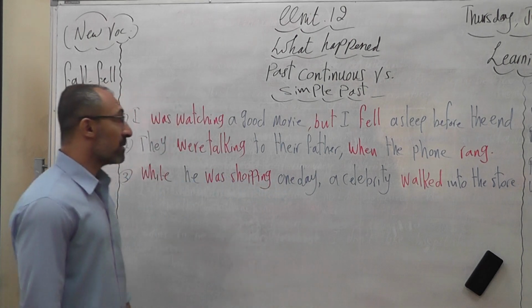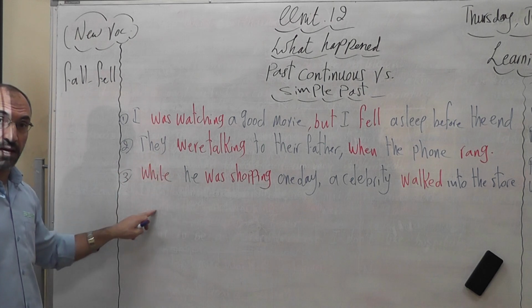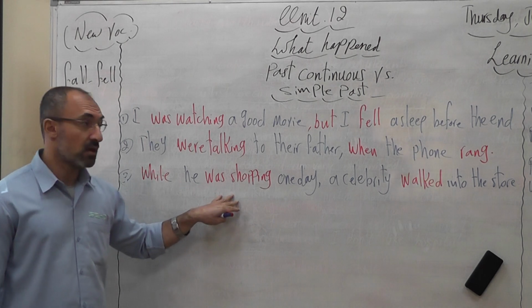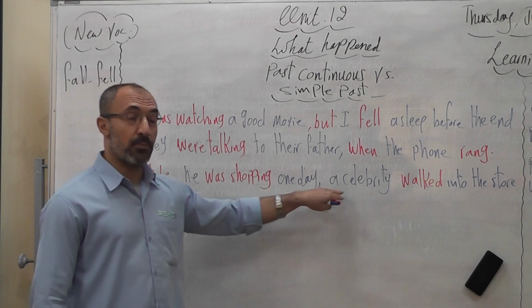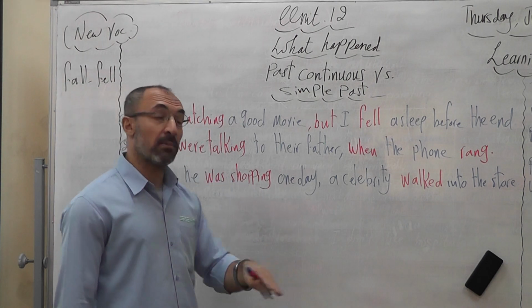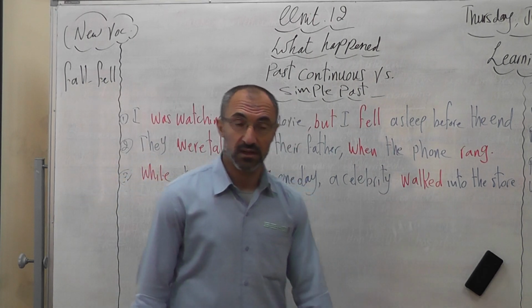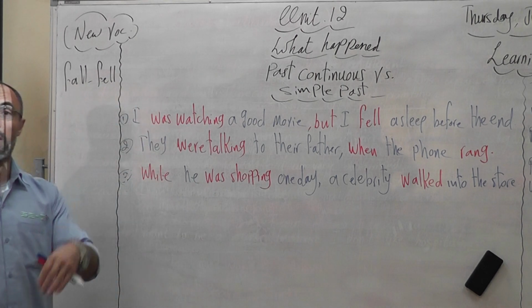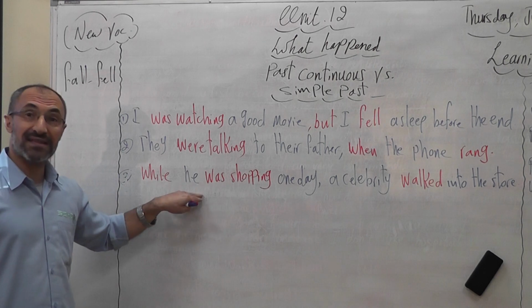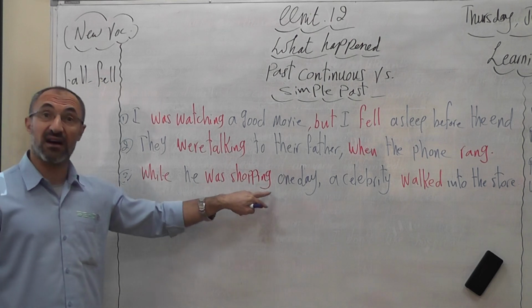Let's come to our third example. And here we have the conjunction while. While he was shopping, one day a celebrity. What is a celebrity? Celebrity means a famous person, a public figure. So what? A celebrity walked into the store. What is our in-progress action? It's shopping. So here it's past continuous: was shopping. Was, or were, plus the verb plus ing.